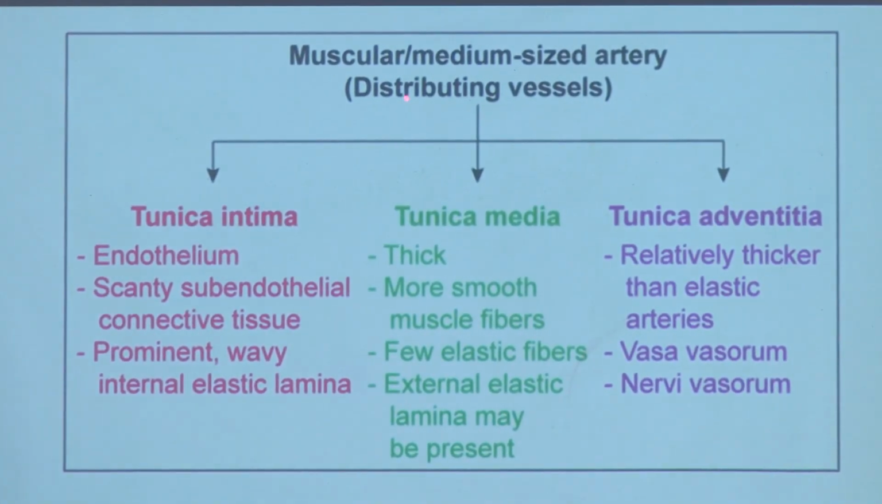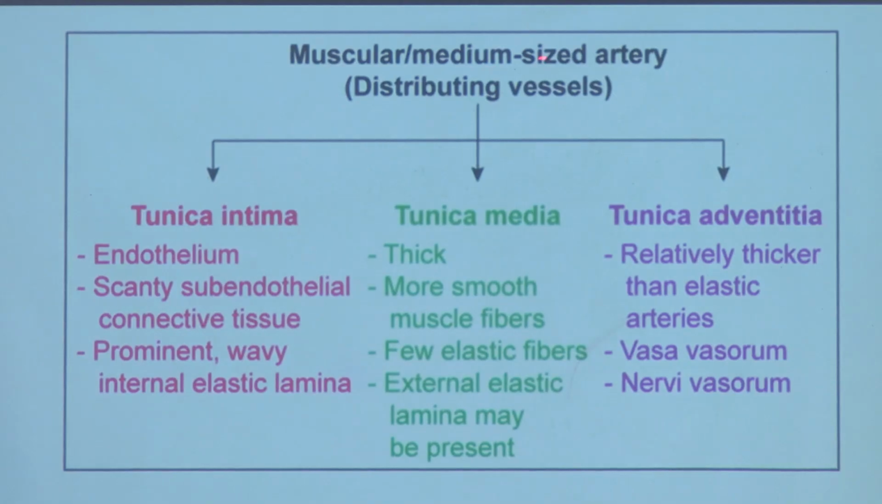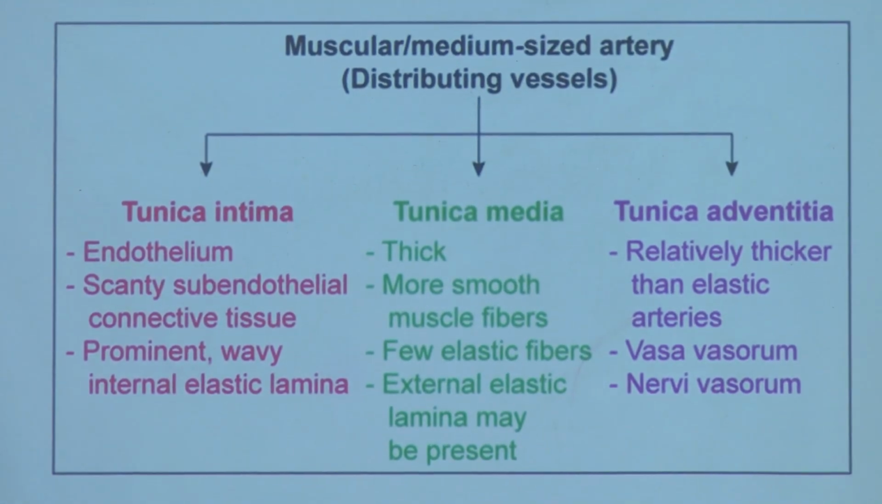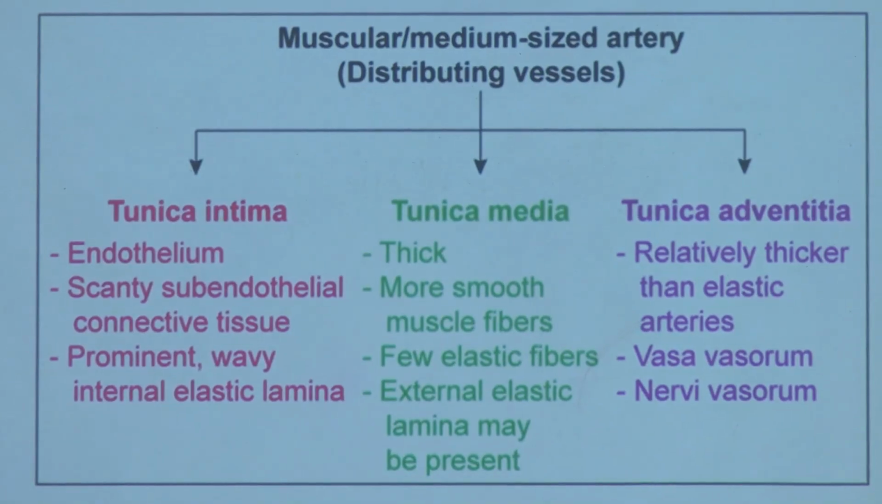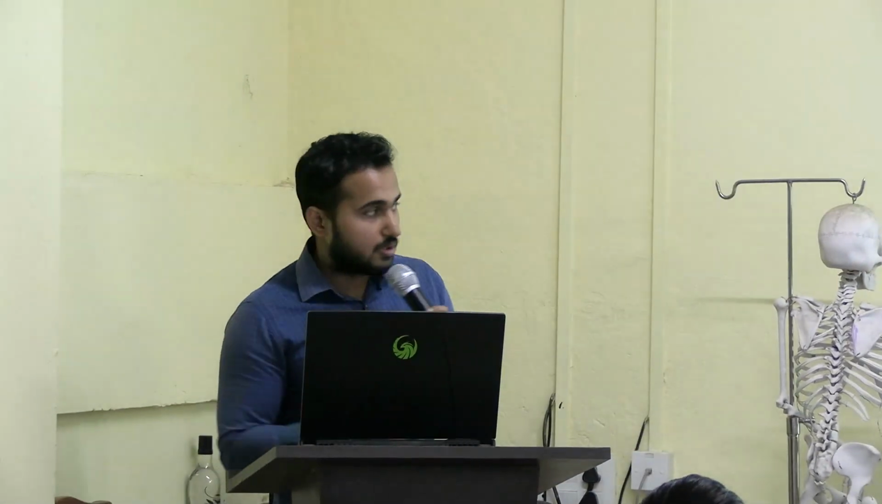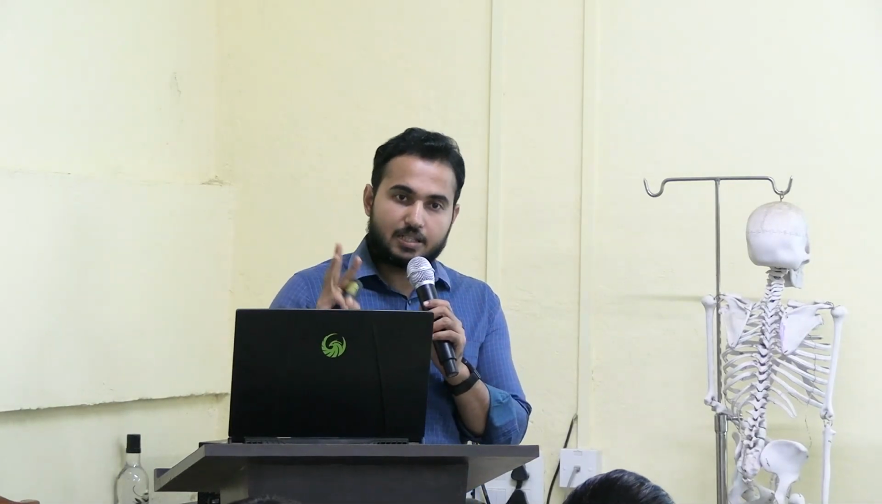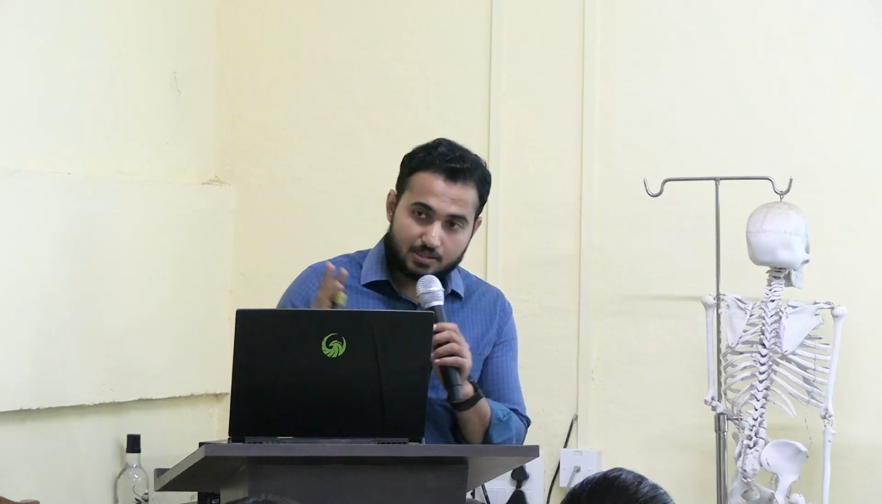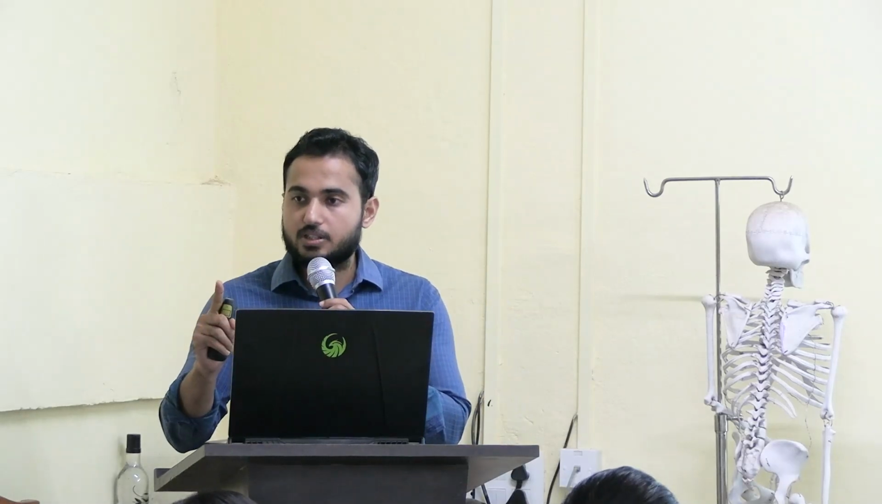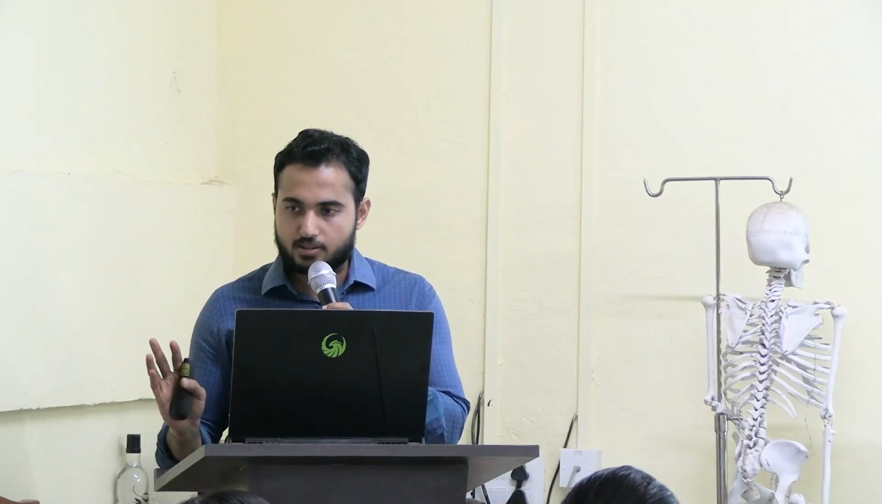Next is the muscular artery, or also called the medium-sized artery, or also called distributing vessels. So first we have studied about the conducting vessel. Now we are studying about the distributing vessel, also called muscular artery or medium-sized artery. Now here, what is present? So see, again three layers are there. So as I said, any blood vessel, whatever we will study, these three layers will be there. Okay, and among these three layers, one thing is common, that is the endothelium. It is present in all. Okay.